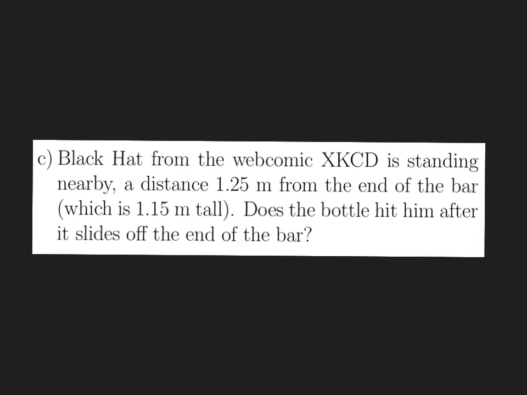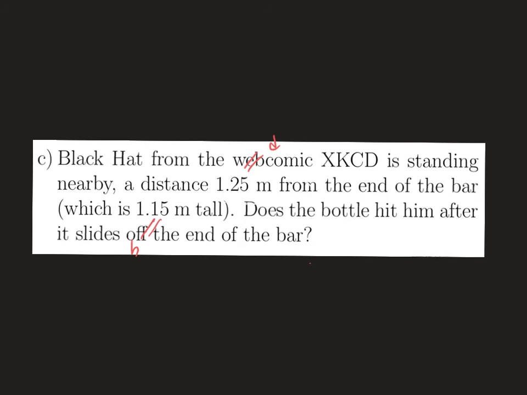So anyway, so he's standing nearby, a distance of 1.25 from the end of the bar. So that's telling us how far from the end of the bar he is, and that the bar is 1.15 meters tall. Let's put some values on that. Let's call this D, and let's call that H because it's a height. And we want to know, does the bottle hit him after it slides off the end of the bar?